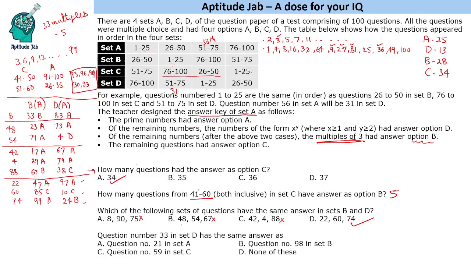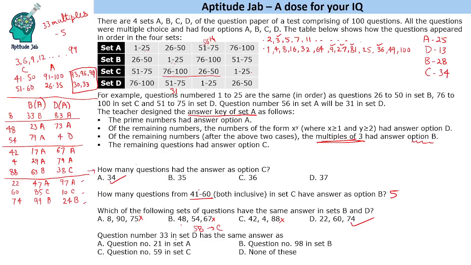The next question is question number 33 in set D has the same answer as. So question number 33 in set D, we will find the answer in terms of set A. Question number 33 here means the eighth question in this range. So eighth question means 58 in A, right? We will write 58. 58 is what? 58 is uncategorized, like not a prime number, not a power, not a multiple of 3. So 58 is option C.